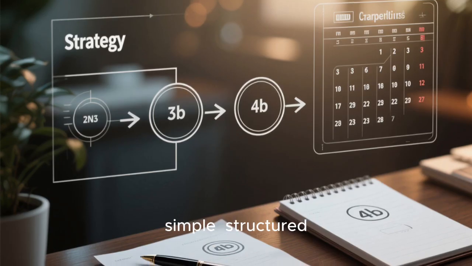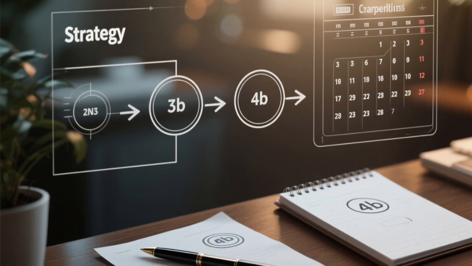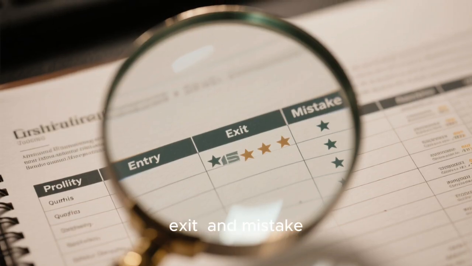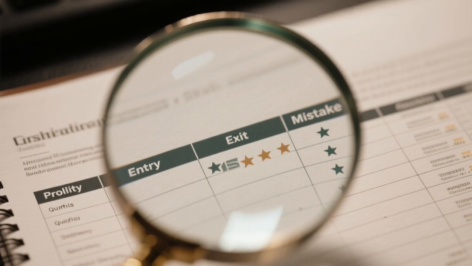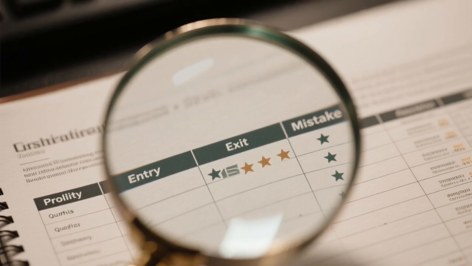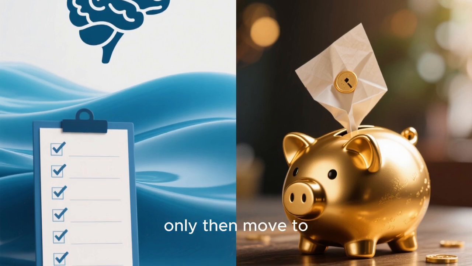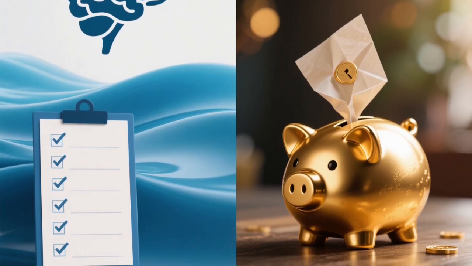This strategy is simple, structured, and repeatable. Start by paper trading it for 2 weeks. Track every entry, exit, and mistake. Focus on execution quality, not profits. When you can follow the rules consistently without emotion, only then move to real capital.